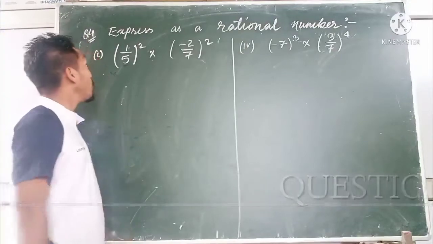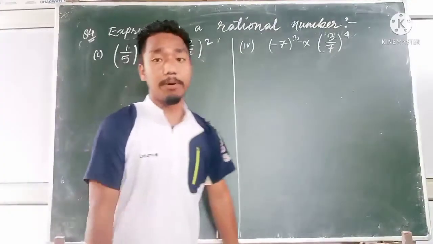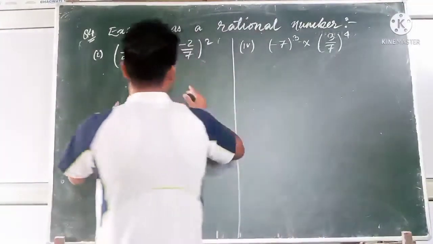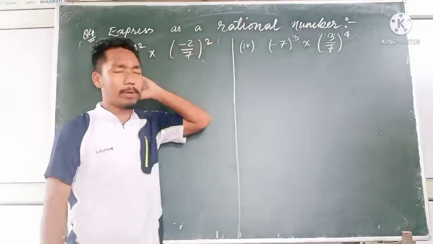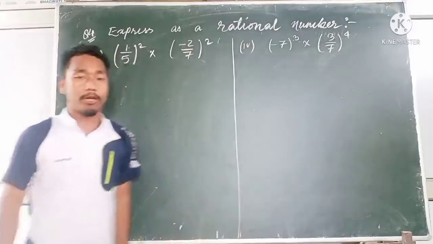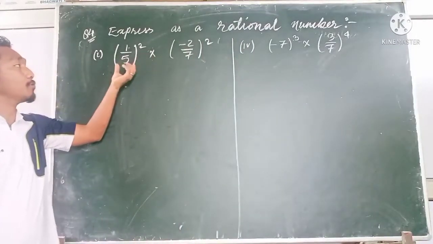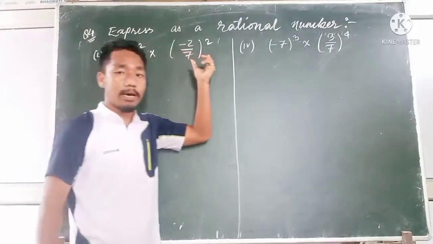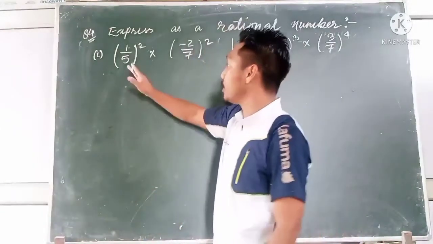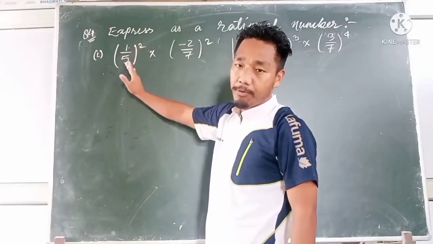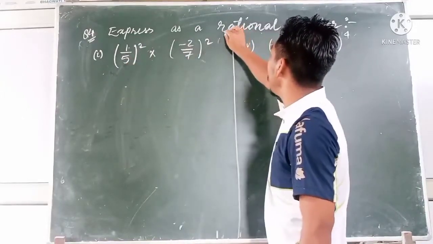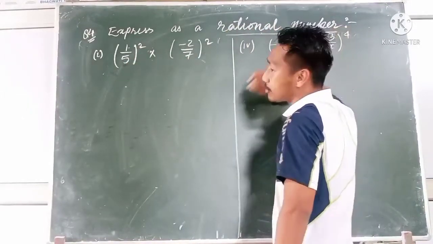Next is question number 4: express as a rational number. You have to express. I have taken 2 questions, that is question number 4, Roman numeral 1 and Roman numeral 4. Here we have 2 questions. These 2 questions are in exponential form, and the number which is in exponential form, you have to express in the form of a rational number. And what is a rational number?